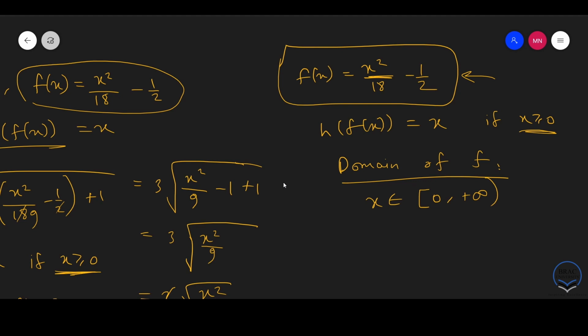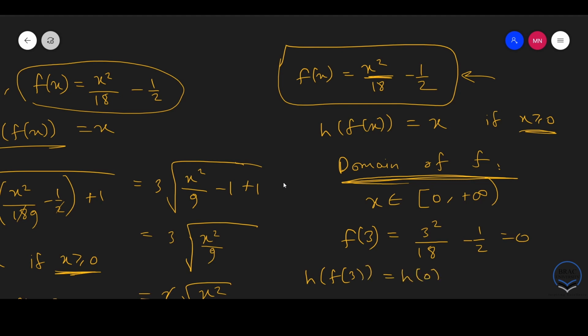Right. So now we no longer can take f of minus 3 because minus 3 cannot be in the domain of f. Right. So we can find f of 3. So we have 3 squared over 18 minus half. This gives us 0. So similarly, h of f of 3 is equal to h of 0, and this gives us 3. Right.